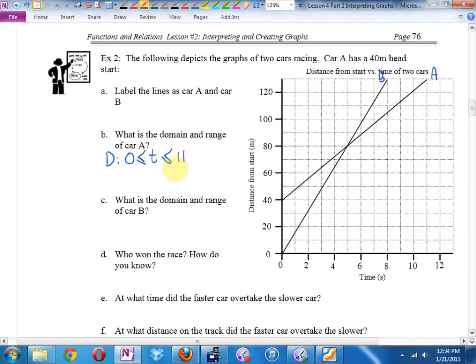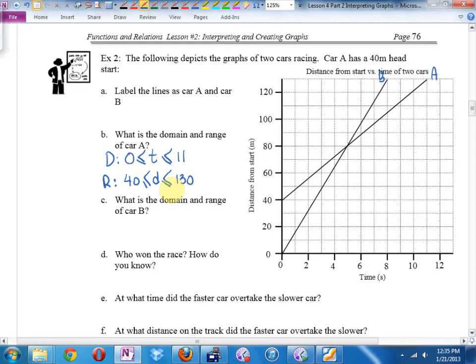Let's see if we can get the range. What's the smallest y value that appears for graph A? 40. What's the biggest y value that appears on graph A? 130. Does it go up by 10? Yeah, it does. 130, leave a space. The y variable is d for distance. It's bigger than 40. It's smaller than 130. It's between 40 and 130. And it does touch 40, and it does touch 130.